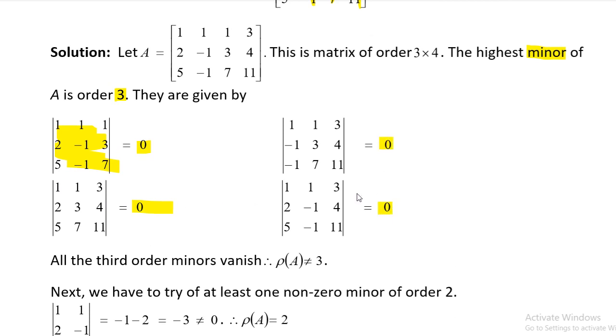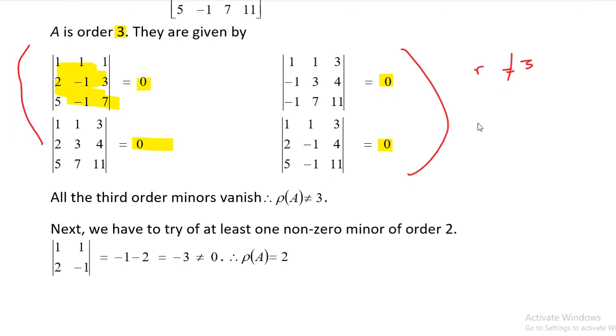It means the rank cannot be equal to 3. If any one of these 4 is non-zero, I will say that the rank is 3 and I will stop here. I will not go further. That's it. Rank is equal to 3. But because all 4 came out to be 0, the rank cannot be equal to 3.